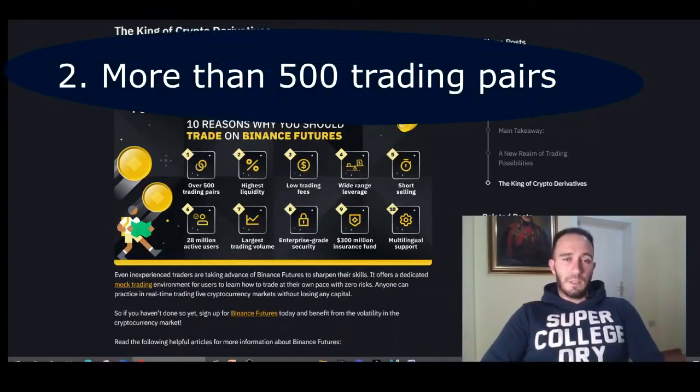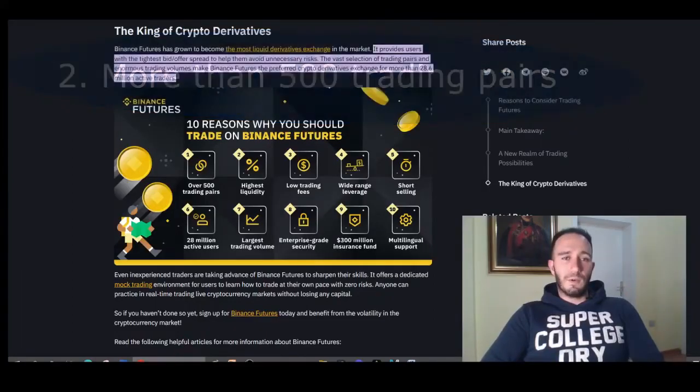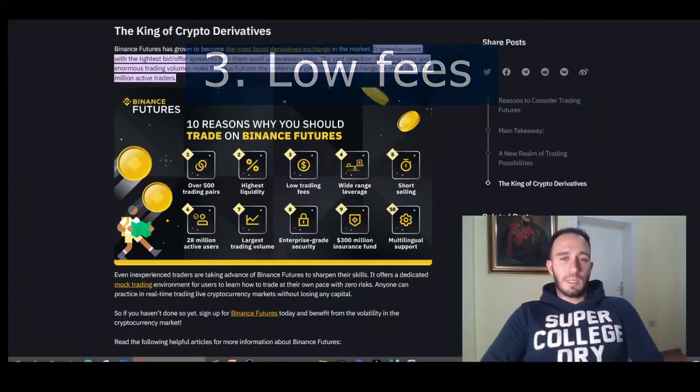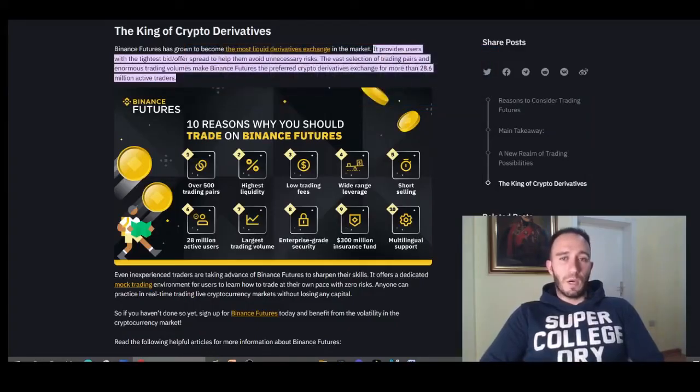The second benefit of trading futures is that you have over 500 different trading pairs. You can trade almost any cryptocurrency on Binance. You also have low trading fees. You pay something like 0.01%.